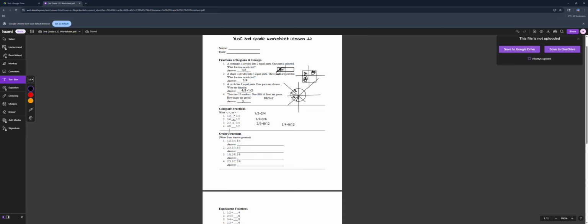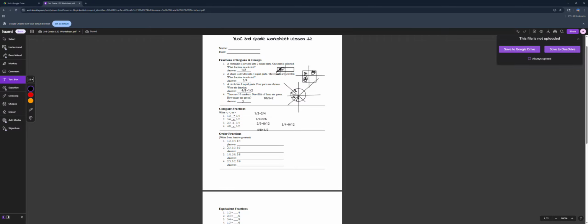Then we have number 4, 4/8 and 1/2. They would be equal to each other, because if we were to simplify 4/8, the 4 and 8 could cancel out, so it becomes 1/2.